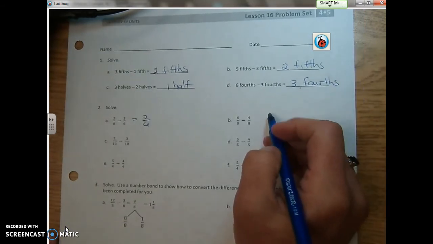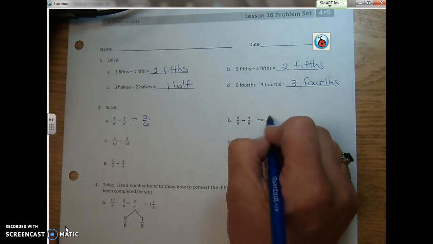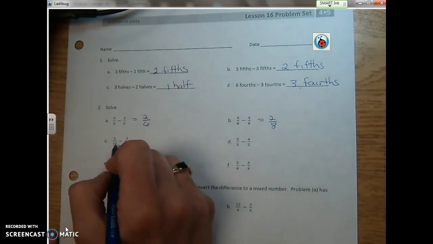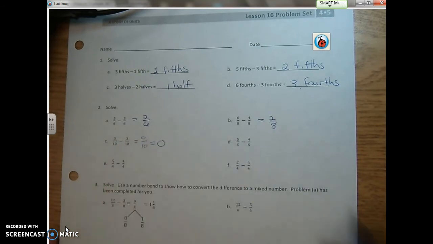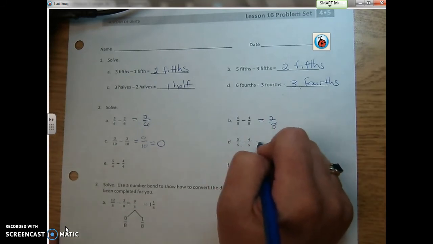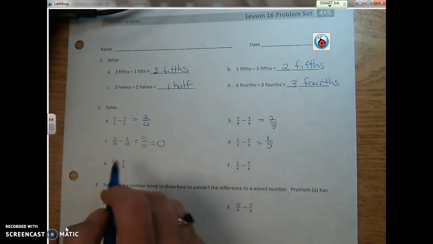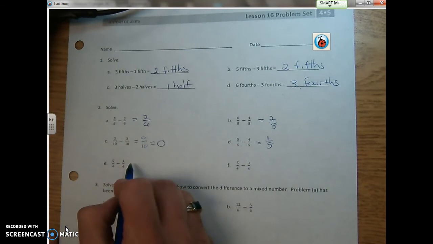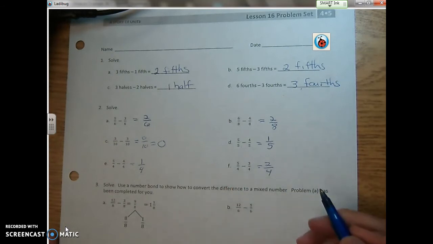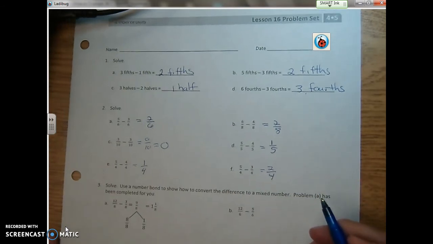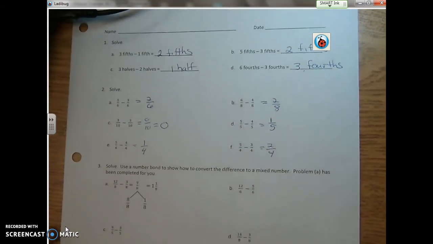All right, so letter B, if we have 6/8 minus 4/8, that's going to equal 2/8. 3/10 minus 3/10, that equals 0/10. 0/10 is also equal to 0. 5/5 minus 4/5 equals 1/5. 5/4 minus 4/4 equals 1/4. And 5/4 minus 3/4 equals 2/4. Okay, go ahead and check your work against mine, and then we'll move on.